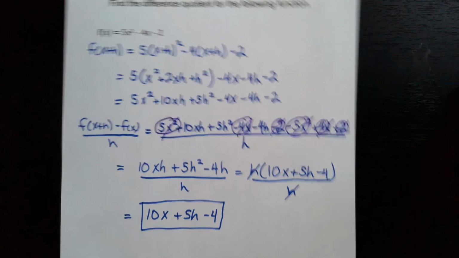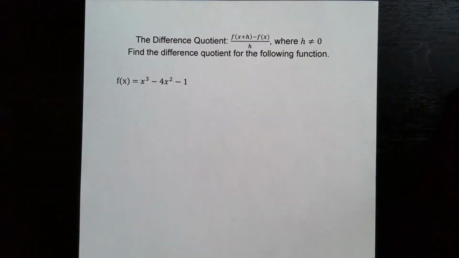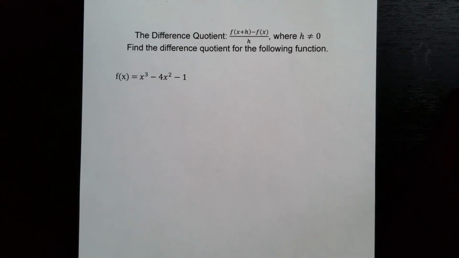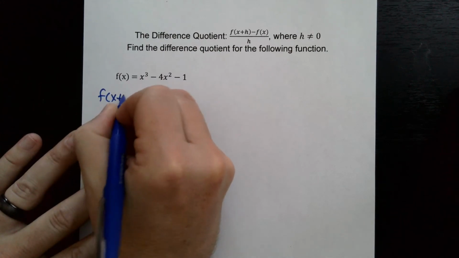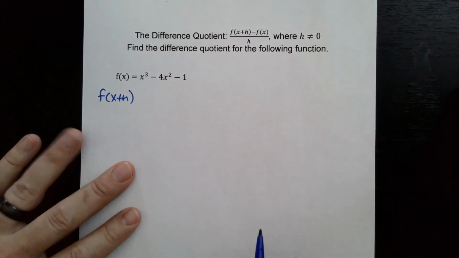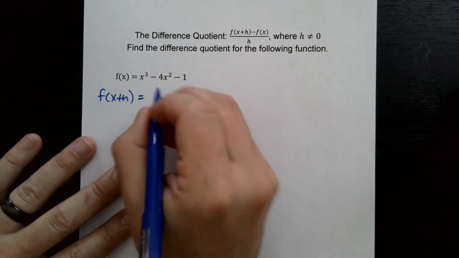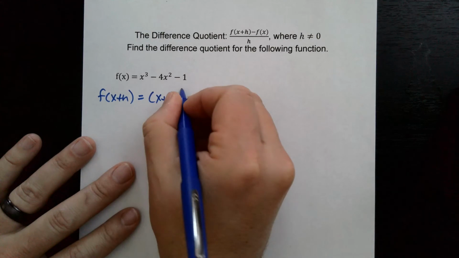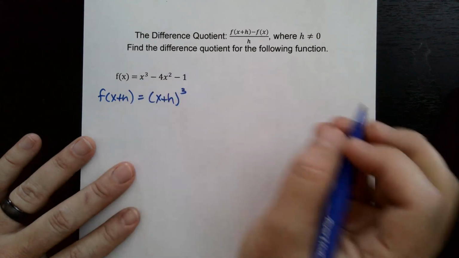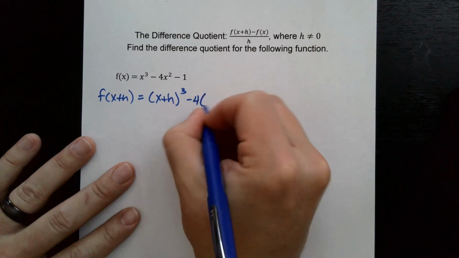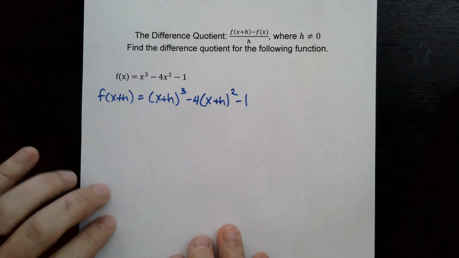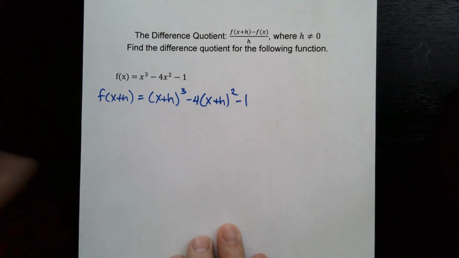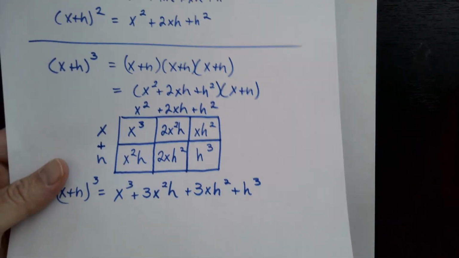Okay, let's do another one. This one's going to be one involving a cubic, and we're going to use what we already know. When I find f of x plus h, which is the first thing I have to do to find the difference quotient, that's going to be x plus h cubed, plugging in an x plus h in place of x, minus 4 times x plus h squared, minus 1. Now recall that we've already figured out what both x plus h cubed and x plus h squared are earlier in the problem.